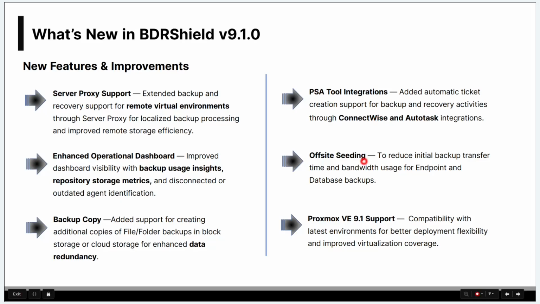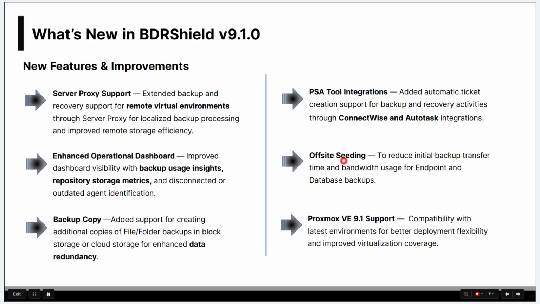And Offsite Seeding is a feature that is specifically for the on-prem, where if you are using the offsite DR server of BDRShield to have a copy of your backup data in an offsite location, not like a backup copy, it's completely an offsite copy. So this offsite copy would be useful even if your backup server completely crashes down. You'll still be able to restore your data from the offsite DR server. So that is what it means.